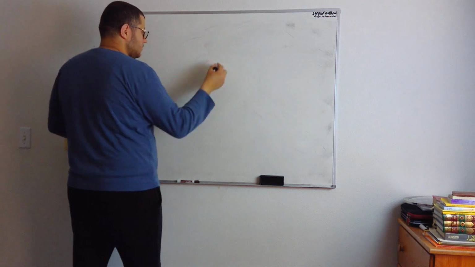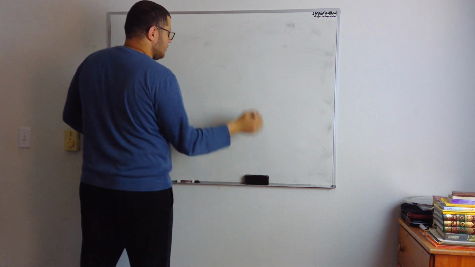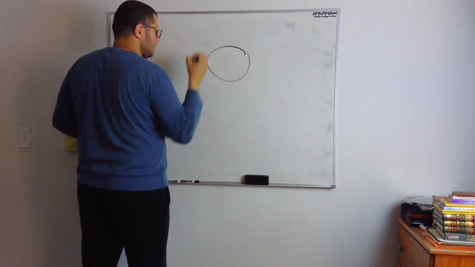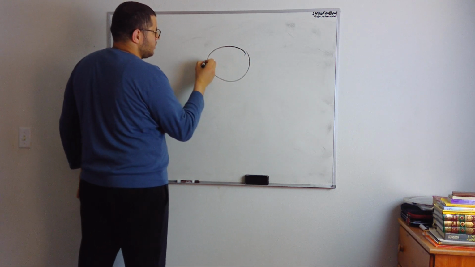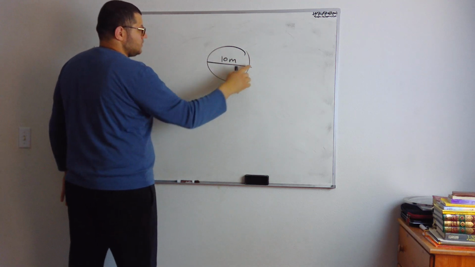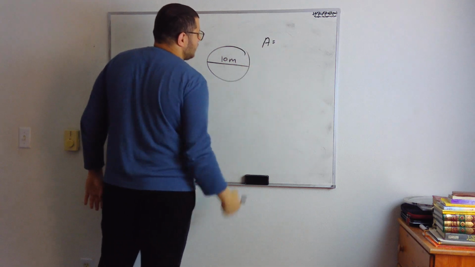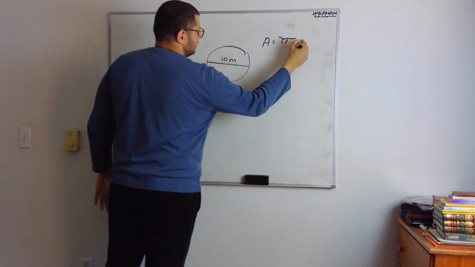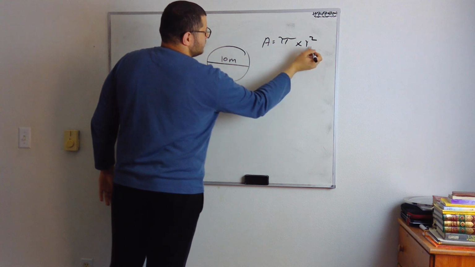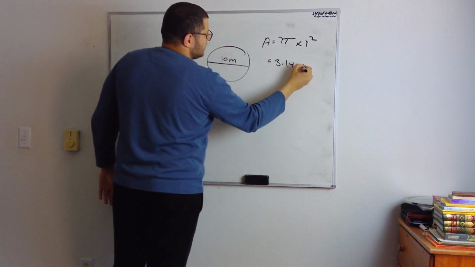So let's draw a bit of a circle. We have a circle. There you go. Now we know that the diameter of the circle is 10 meters. So the diameter is 10 meters, and we're trying to find the area. Area equals pi times r squared. R is the radius, pi is 3.14. So 3.14 times the radius squared.